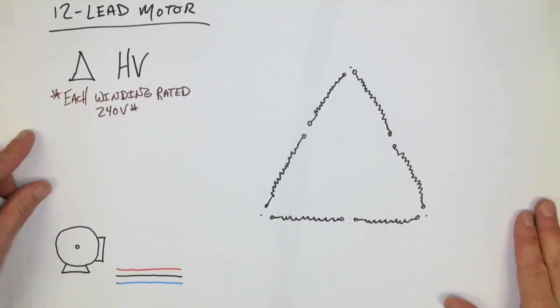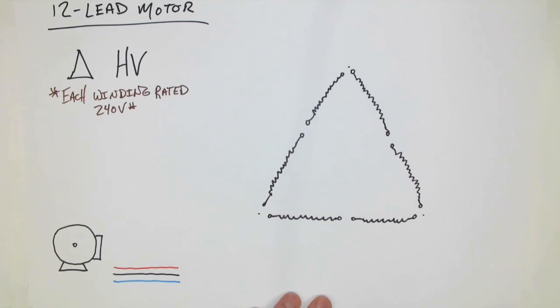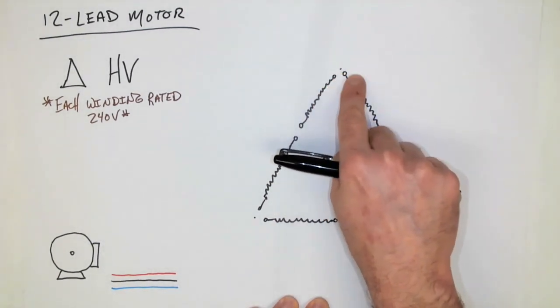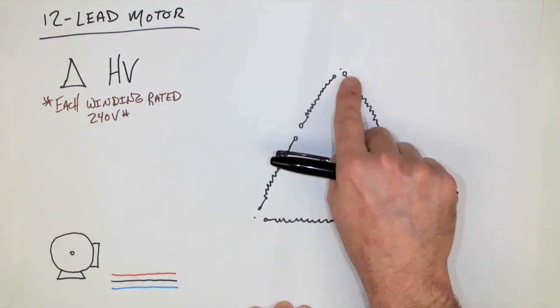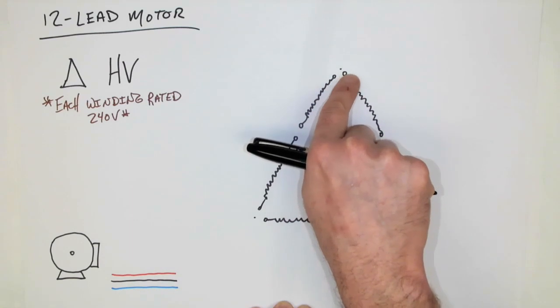This is my 12-lead motor that is now going to be connected in delta for high voltage. Well, just like before, we're going to start with labeling all of our individual terminals. Now, this one's a little bit more tricky, perhaps, because we need to now decide which one we start on for T1. We always start on the right-hand side. So this right here is T1.